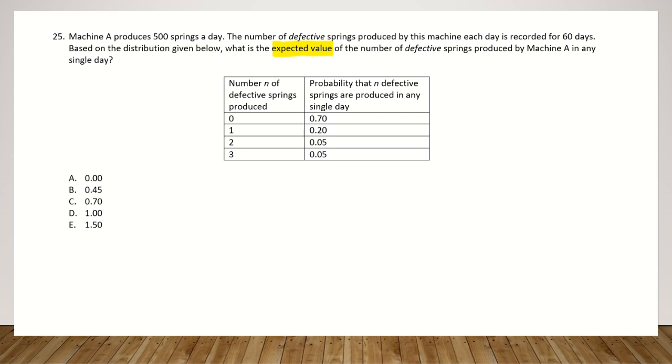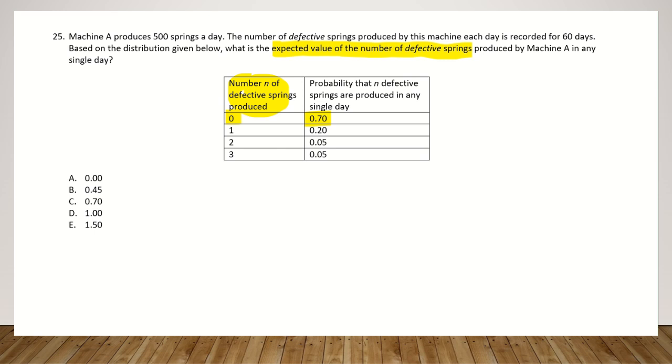So here we have expected value again. So remember, if we multiplied this by its probability and summed it all together, we get the expected value of the number of defective springs. And that's what we're looking for too, the expected value of the number of defective springs. So all we have to do is calculate this and we don't have to do any other steps.